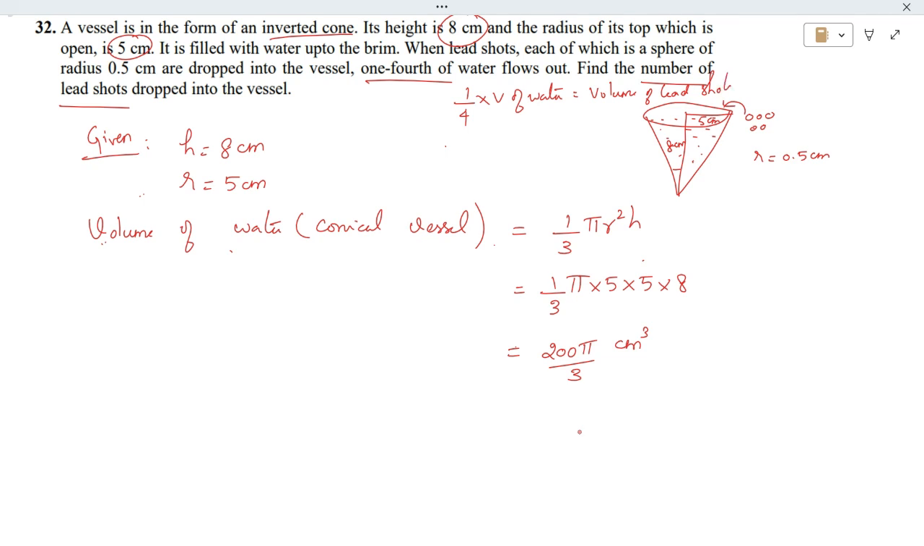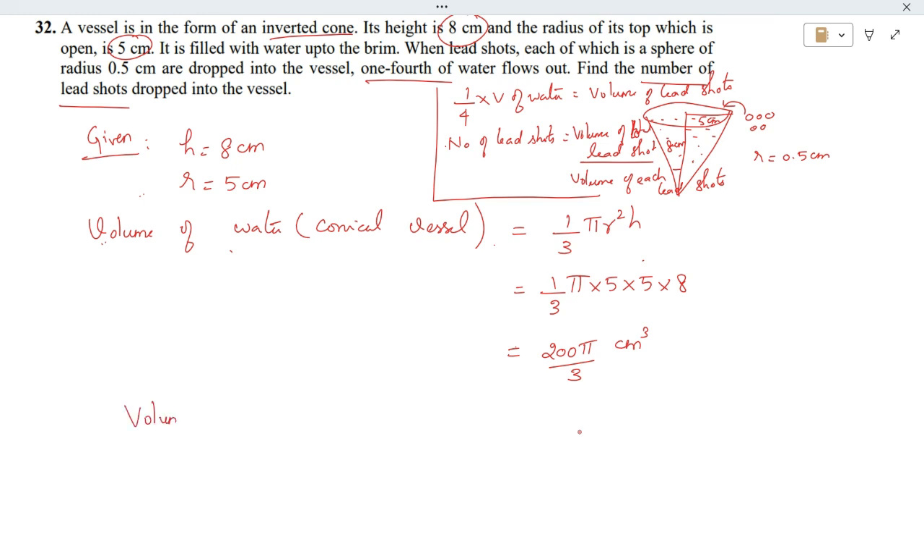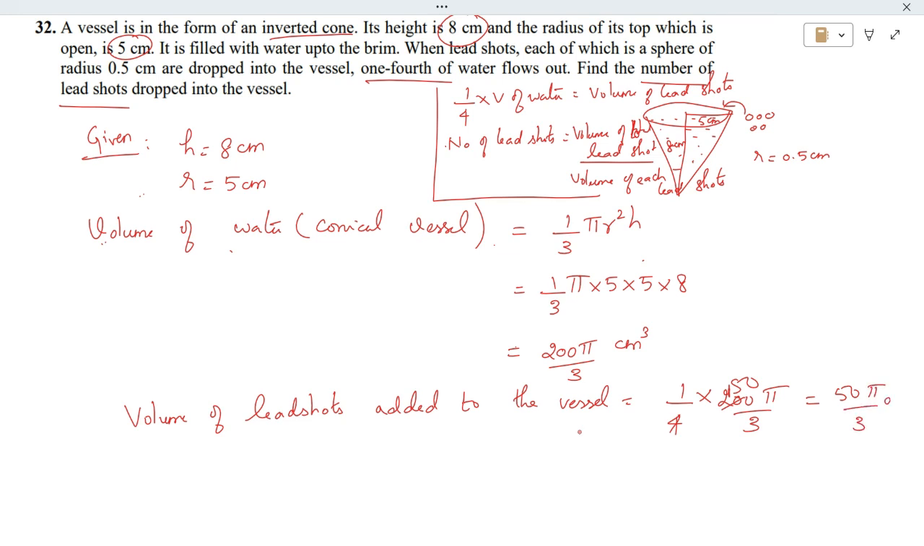After finding the volume of lead shots added, I can find the number of lead shots. That is, the volume of the total lead shots added divided by the volume of each lead shot. So in order to find the volume of the total lead shots, I'm finding the volume of water first and then I'm going to multiply by 1 by 4. So let's do that. Volume of lead shots added in the vessel is equal to one fourth of the volume of water, that is 200 pi by 3, isn't it? So if I cancel, it is going to be 50 pi by 3 centimeter cube.